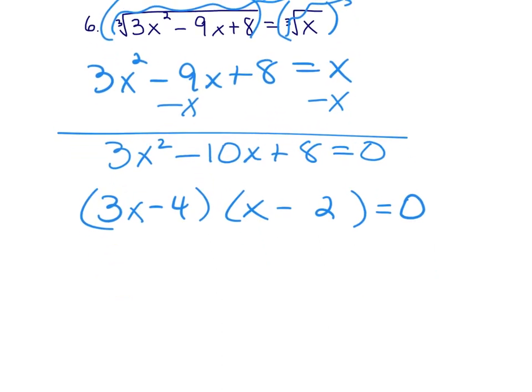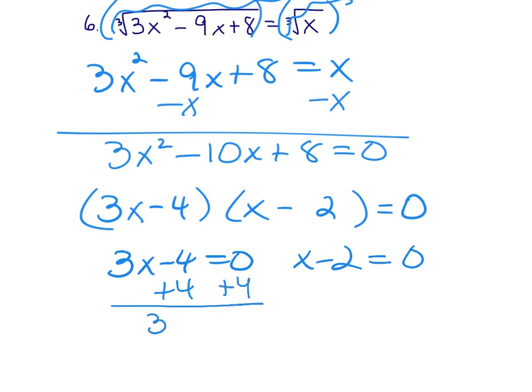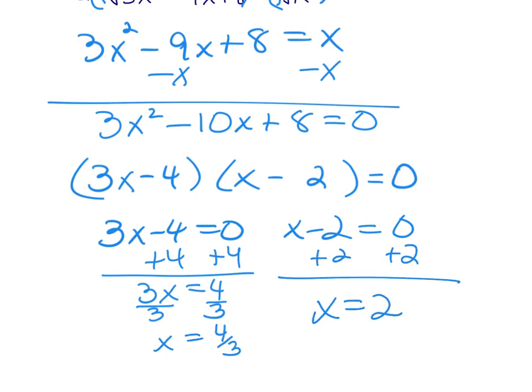Now I set each of the factors equal to 0. Solve for x by adding 4. 3x equals 4. Divide by 3. And x equals 4/3. Add 2. And x equals 2. Again, I don't need to check. It was a cube root, so both of my answers are good.